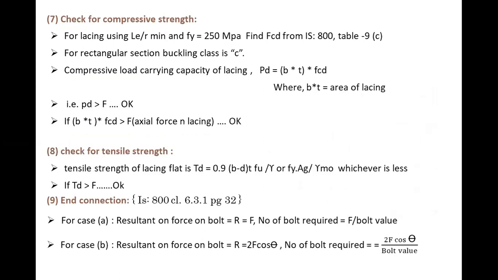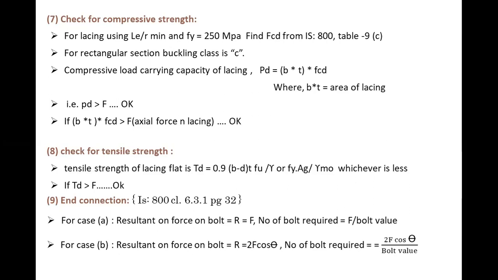Now next are the different types of checks, right? The seventh one is a check for compression strength. Is it capable of carrying the compressive load or not? So for the lacing system, using LE by r minimum and Fy equal to 250 MPa, find out FCD from IS 800 Table 9C, which we learned earlier in compression members, right? So here we find out the compressive strength.